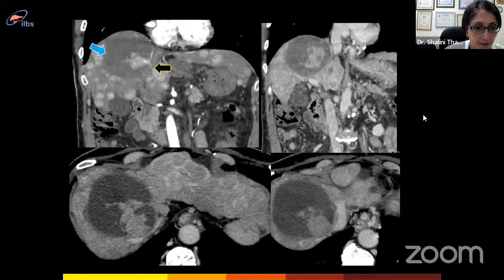I'm not getting anything on the chat. So when I don't get anything on the chat, I believe nobody has anything to say. So here, this is a lesion with hypodensity.